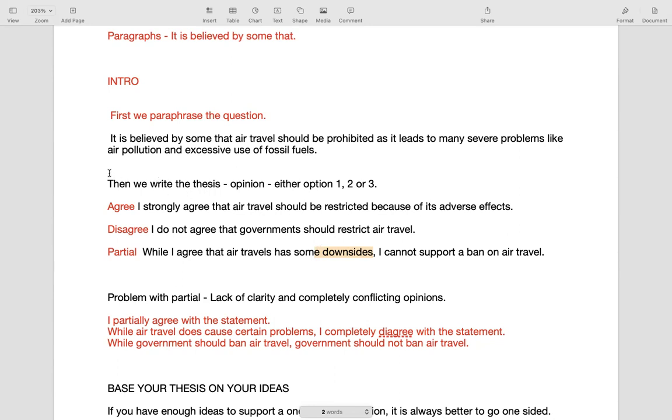Is this essay and the 3 ways to attempt it clear? How do we write agree, disagree, and partial? Clear for the ban essays? Yes, sir.